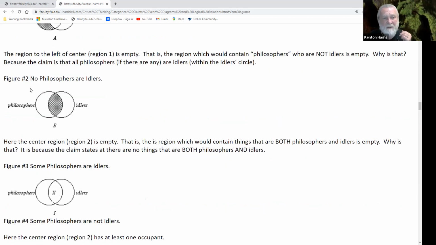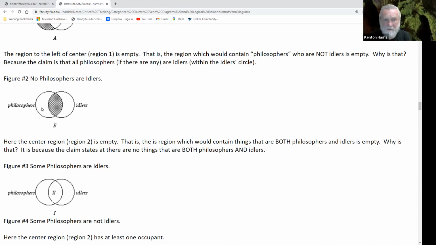All right. But now let's move on to the E claim. No philosophers are idlers. Well, that's saying the opposite of what the A claim is saying, of course. And that's saying that there is nothing in this middle region. If there were something in this middle region, what would it be? Well, it would be a member of the subject class, and it would be a member of the predicate class. But our statement is saying there ain't no such thing. There is nothing that is both a philosopher and an idler. So it's telling us this region is empty.